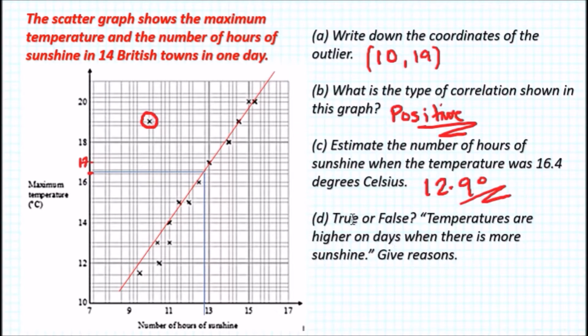Now, here's a statement, true or false. The statement says temperatures are high on days when there is more sunshine. Give reasons. Yep, looks like true, clearly, because you can see as there are more hours of sunshine, the temperature seems to be going higher. So for example, at 9 hours it's low, but when you're at 17, you're at, I don't know, 22 degrees Celsius. So the answer is yes. For the reasons, we can say as the number of hours increases, the maximum temperature also increases. Therefore, yes, because there's a positive correlation.